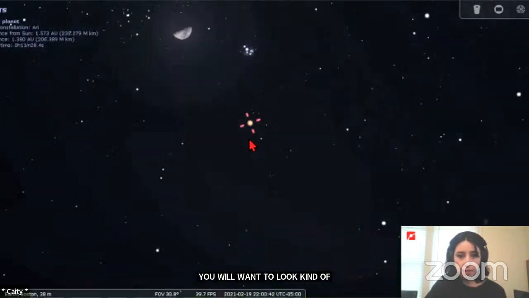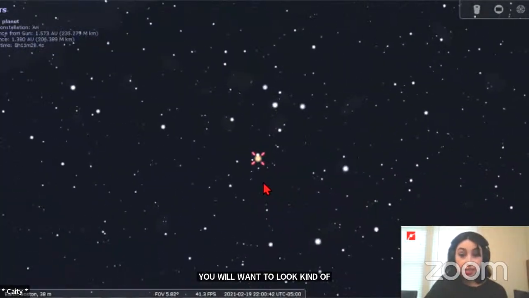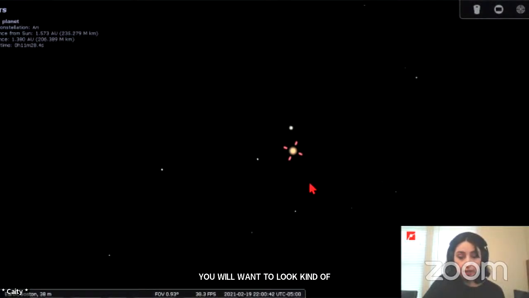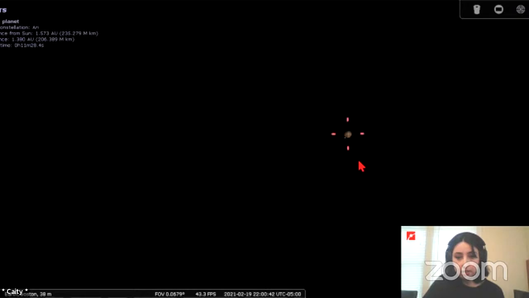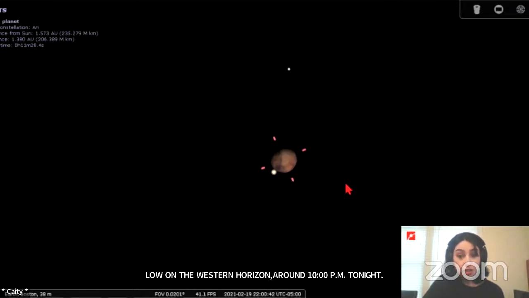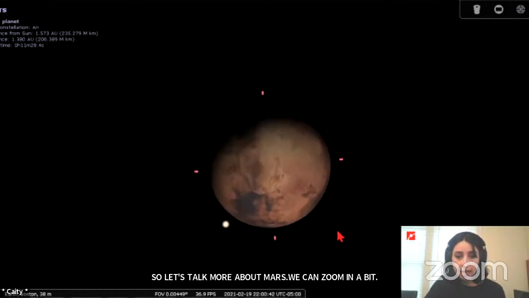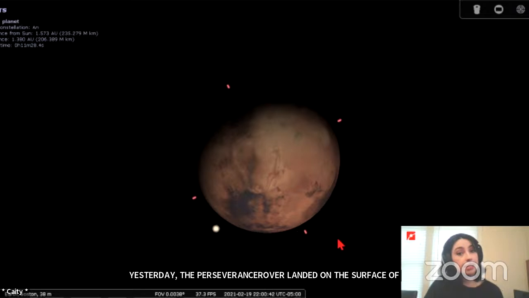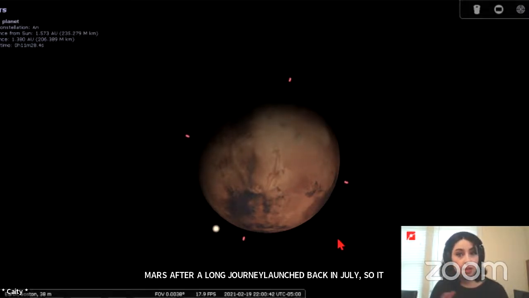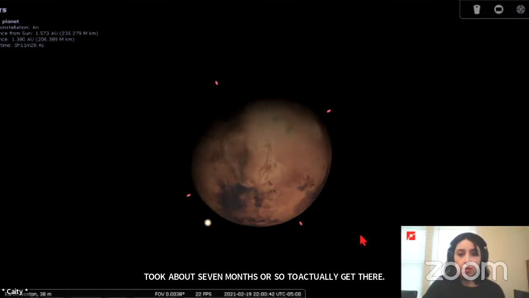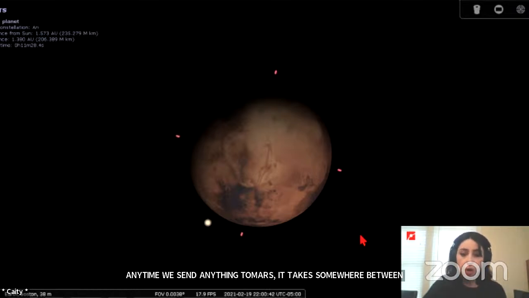So we can zoom in a bit. Yesterday, the Perseverance rover landed on the surface of Mars after a long journey. It launched back in July, so it took about 7 months or so to actually get there. Anytime we send anything to Mars, it takes somewhere between 6 to 10 months for it to get there, just based on where the Earth and Mars are in their orbits around the sun. So there's always a good window about every 2 years or so to send spacecraft to Mars.